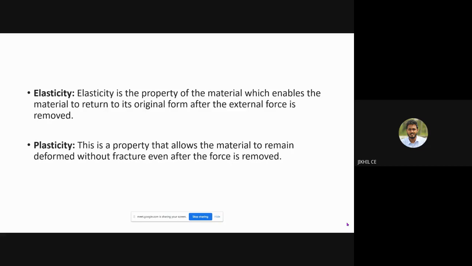When you release the force, if the material is retaining or regaining its original dimension, it is called as it is within the elastic limit. So for maintaining the elasticity, the material has to be stressed within the elastic limit, and also the force should be within the elastic nature. And the plasticity is beyond the elasticity.